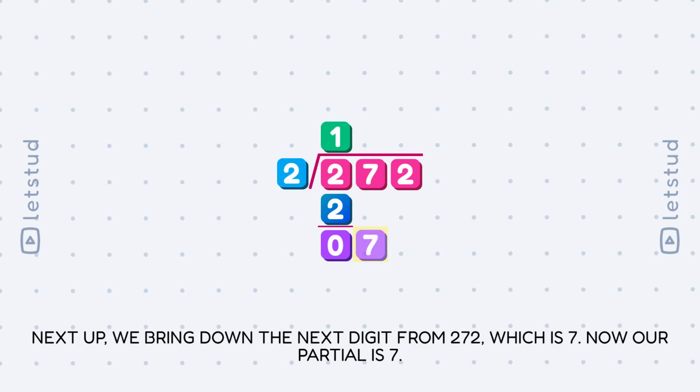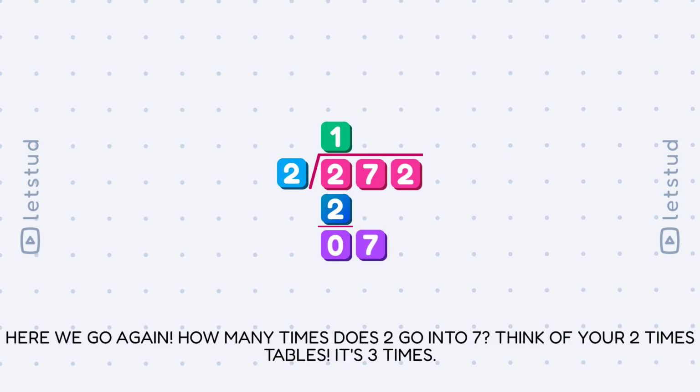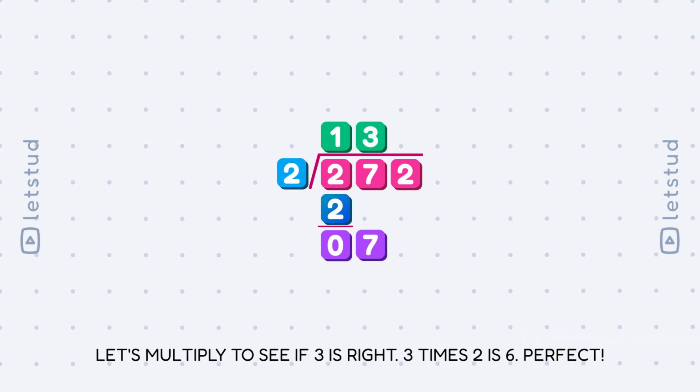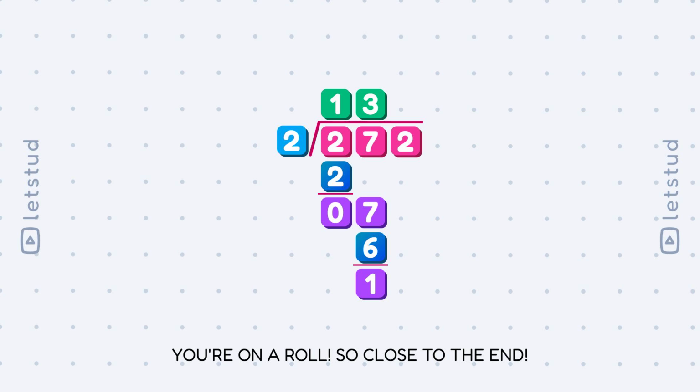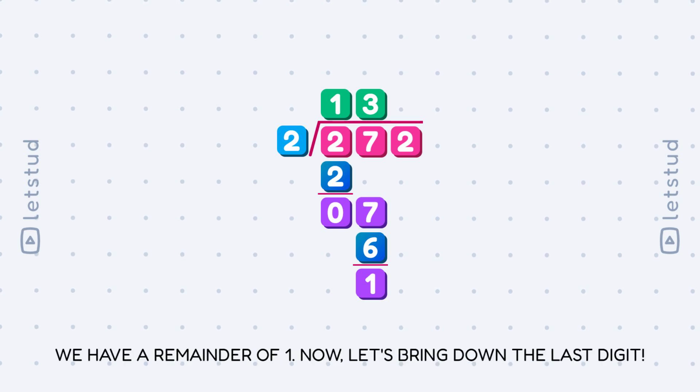Let's move on to the next one. Next up, we bring down the next digit from 272, which is 7. Now our partial is 7. How many times does 2 go into 7? Think of your 2 times tables. It's 3 times. Let's multiply to see if 3 is right. 3 times 2 is 6. Perfect. Now we subtract 6 from our partial 7. What do we get? We get 1. We have a remainder of 1.